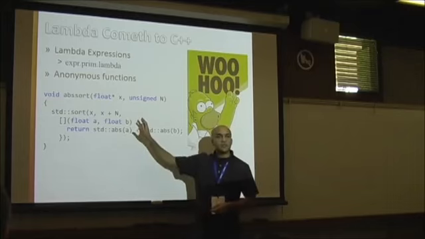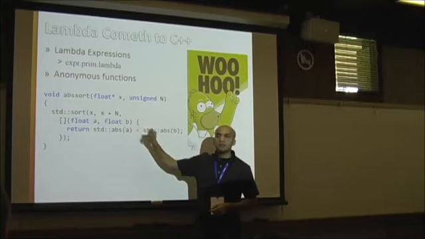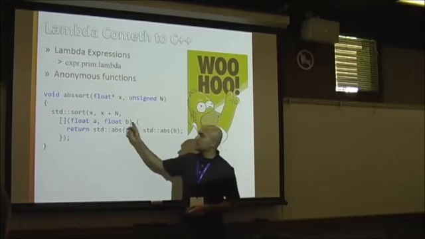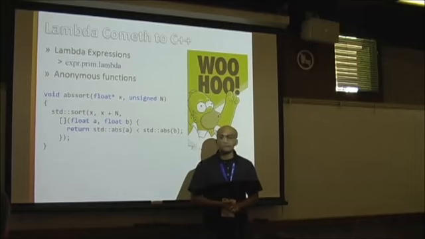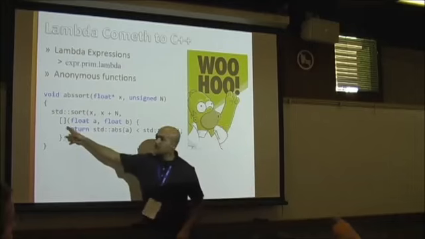So any questions on how the basic lambda syntax looks in C++? Essentially, what exactly do the brackets mean in the syntax? Which brackets? These? Yeah, this one.